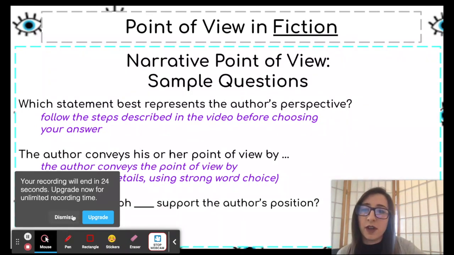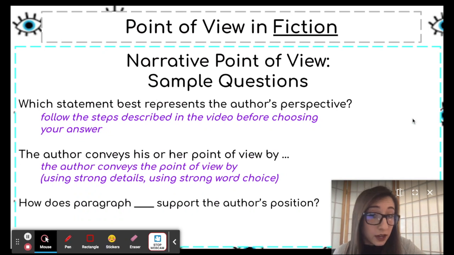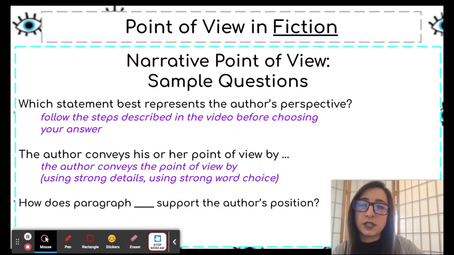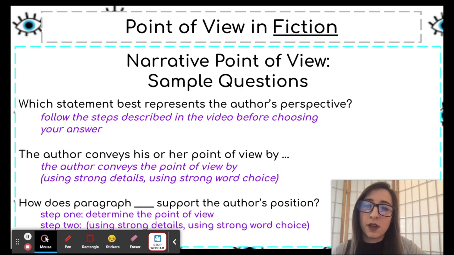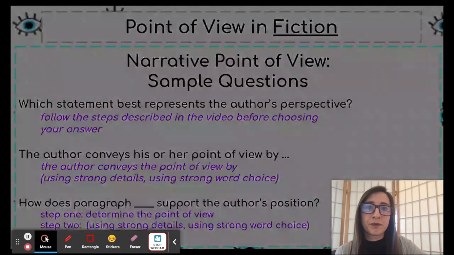Lastly, we have how does paragraph blank, like paragraph 2, paragraph 3, support the author's position? Well, you should follow the steps as described in the video, and then determine, are they using strong details? Are they using strong word choice to convey this point of view? It really depends on the passage, but these are 3 questions that you might see.